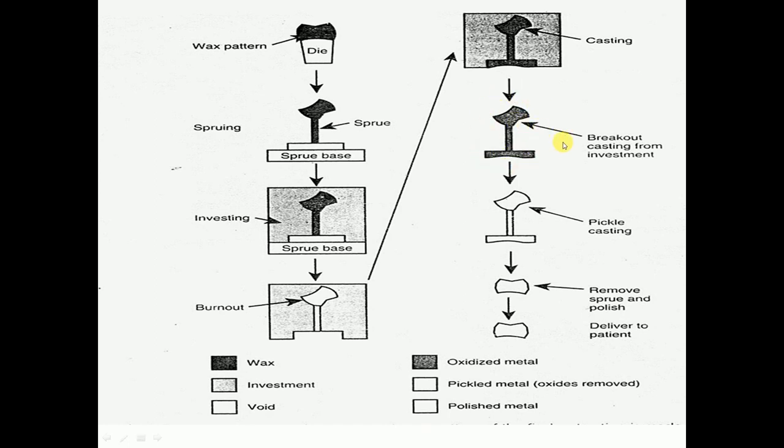You take out the casting from the investment and break the cast, and you will get a pickled casting. What is pickled casting? It is one in which the oxides are removed, and this is what you get. You can remove the sprue after the pickling stage. You remove the sprue and you polish your casting. And after that, you deliver your casting to the patient.